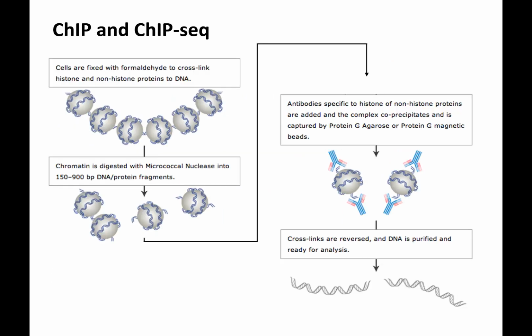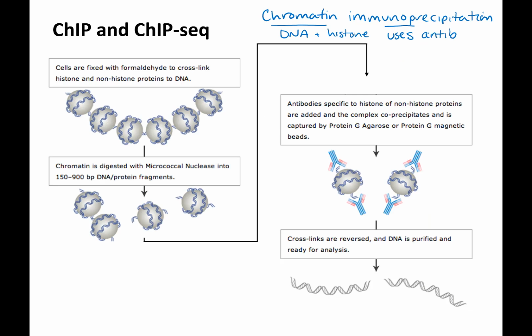ChIP and ChIP-seq. So ChIP stands for chromatin immunoprecipitation. Chromatin, remember, is our DNA plus histones. Immunoprecipitation means it uses antibodies to pull out of solution, or pull down, whatever is bound.